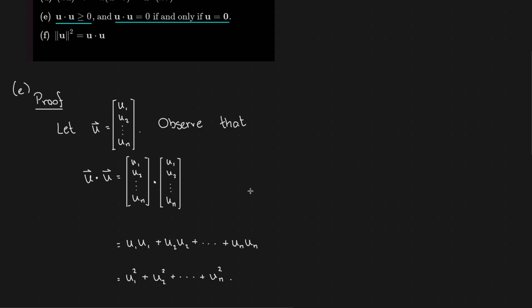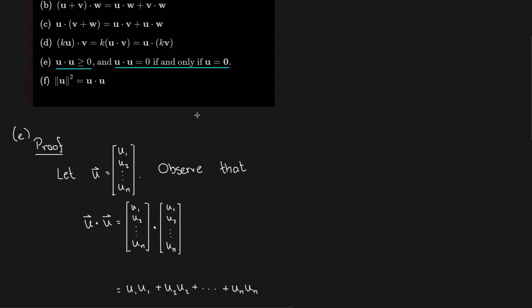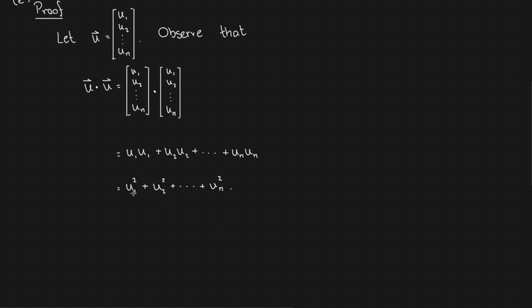Okay? Now, once we use the definition of the dot product to write out what u dot u is, this first step becomes pretty easy to see, because what do we see? We see that we're adding a bunch of squared numbers. And what do we know about a squared number? A squared number is always going to be non-negative. It's going to be greater than or equal to 0.